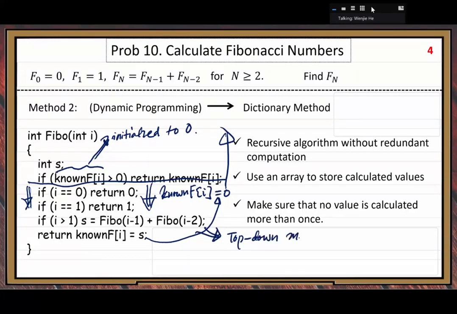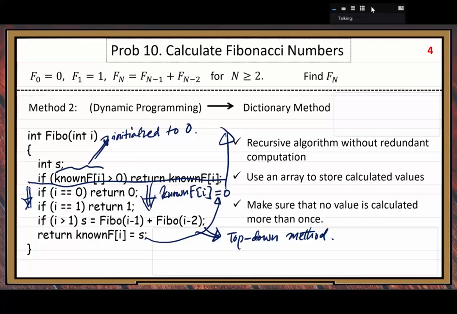Top-down method. Because you start from the top, right? So when you do recursion, you start from the top. Fib of n, you enter n. So then, inside you do the top down. So that's top down.